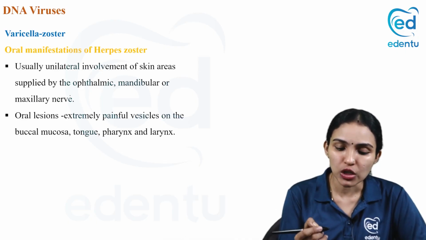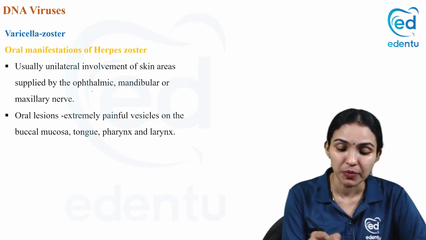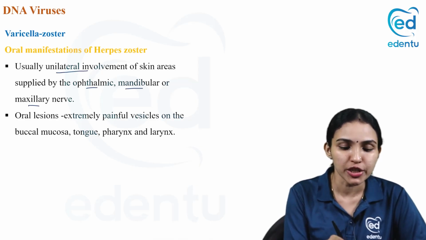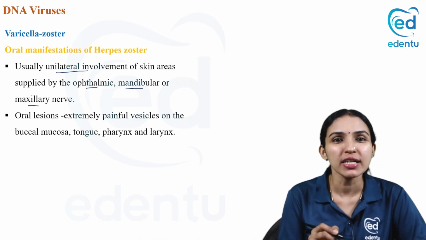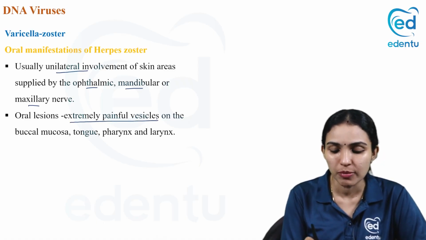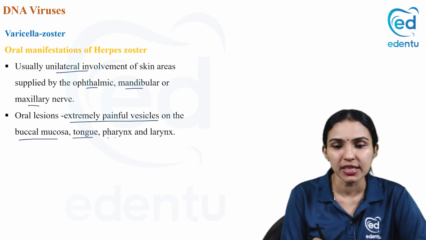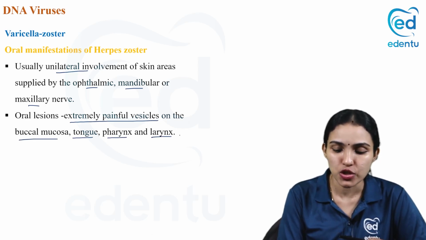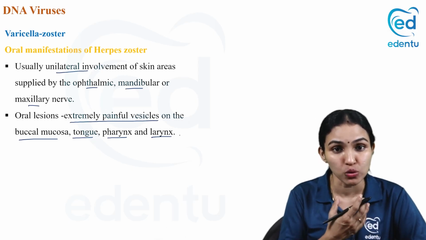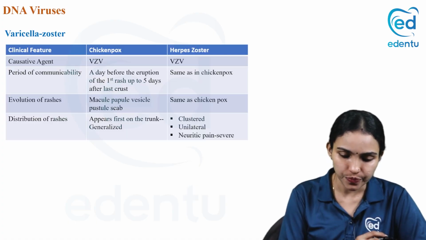Now in zoster, the oral manifestations can involve skin areas supplied by the various nerves, ophthalmic, mandibular, or maxillary nerve, usually with unilateral involvement. The difference from varicella zoster lesions is that the oral lesions are extremely painful vesicles, seen on the buccal mucosa, over the tongue, pharynx, and larynx. So you can see extremely painful vesicles over the mucosa of the oral cavity, tongue, pharynx, and larynx.